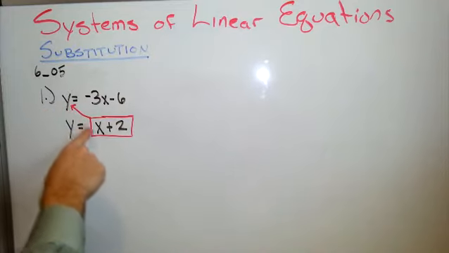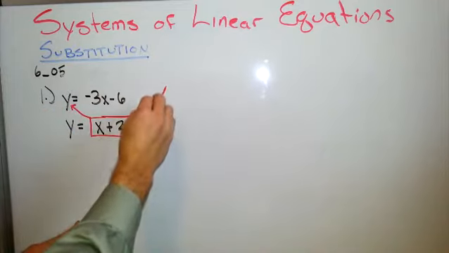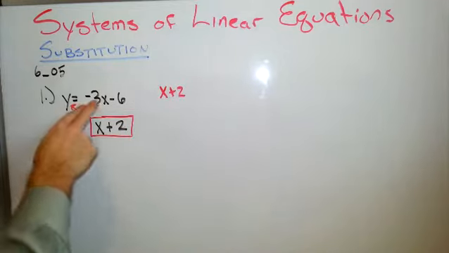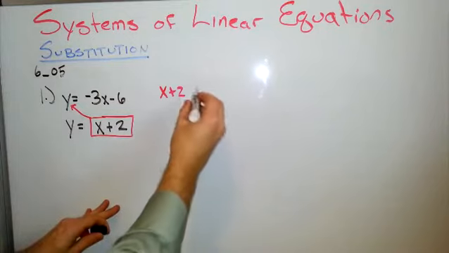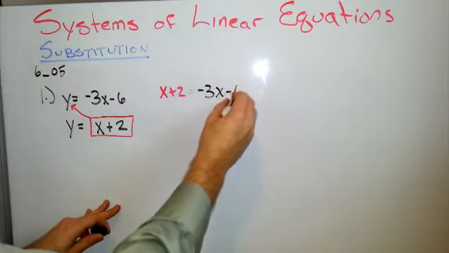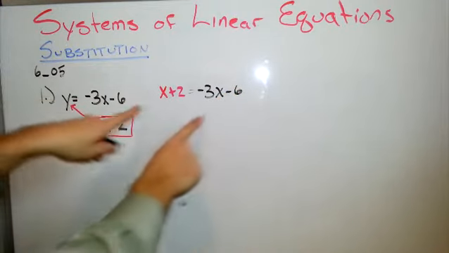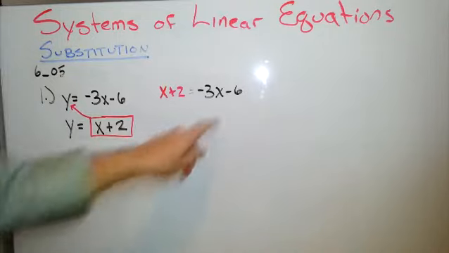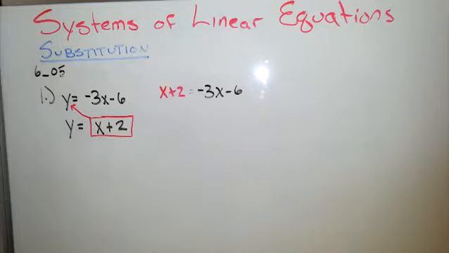So instead of y, I'm going to write x plus 2. And then the rest of the equation equals negative 3x minus 6. So I combine both equations using substitution. And now that I'm here, you can see I have one equation with one variable. We definitely have the solving skills to finish this problem.